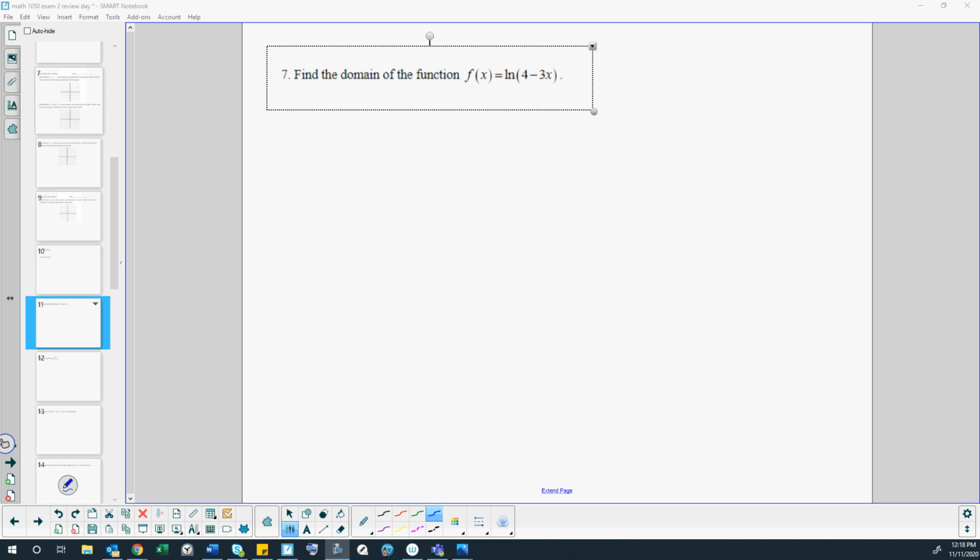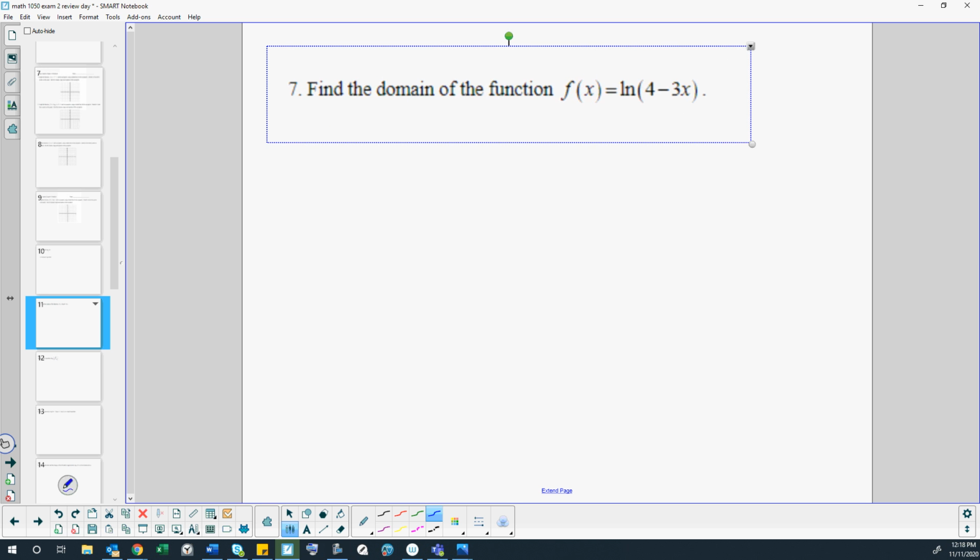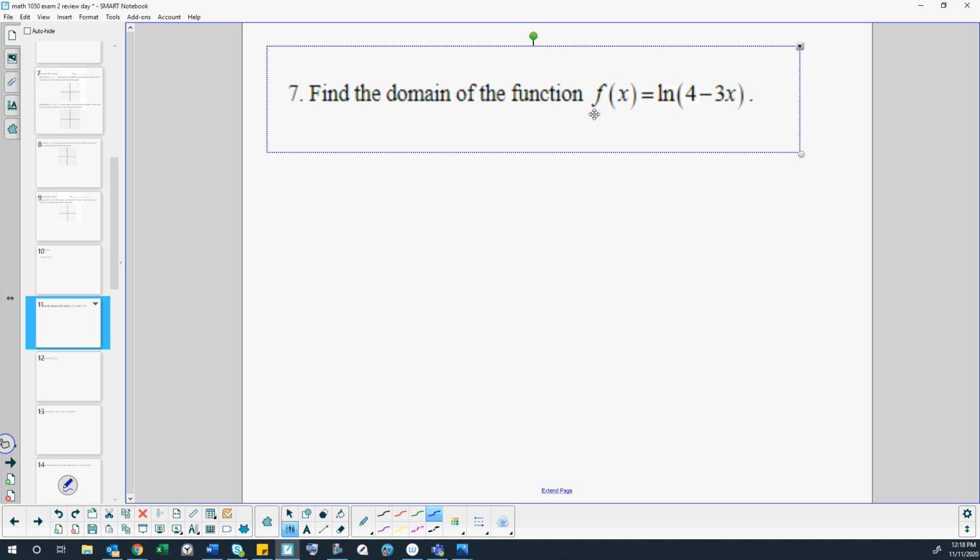This is question 7 on the chapter 4 worksheet. We're finding the domain of a logarithmic function. So f of x equals the natural log of 4 minus 3x. You recall that for logarithms, the domain in general is greater than 0. What you plug into a logarithm has to be greater than 0. It can't be 0, it can't be negative.